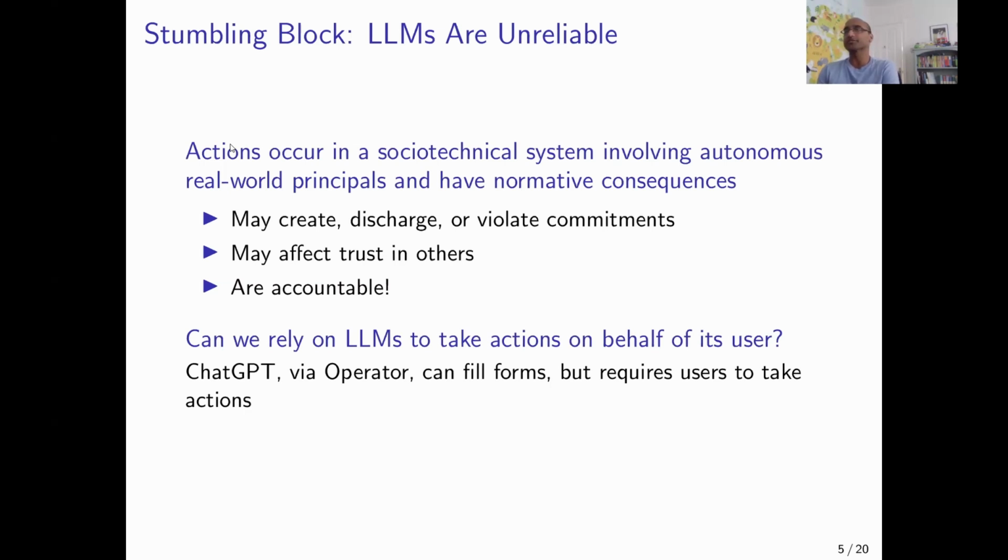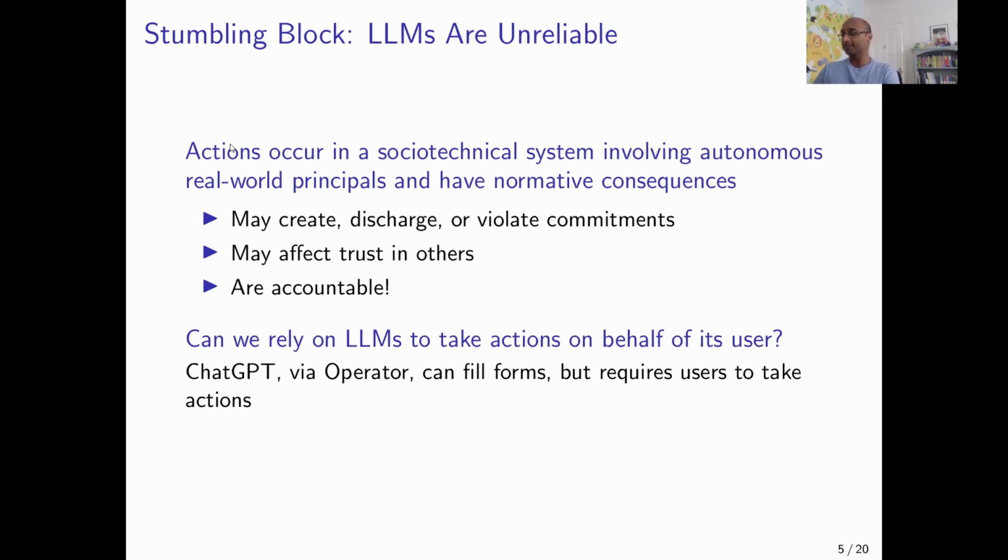Likewise, with hotel reservations, if you're buying something online, once you've made the payment, there's a commitment to deliver. So in general, actions have a normative effect. They may create discharge, violate commitments, have an effect on other kinds of norms, prohibitions, powers, and so on. They may affect trust in others.